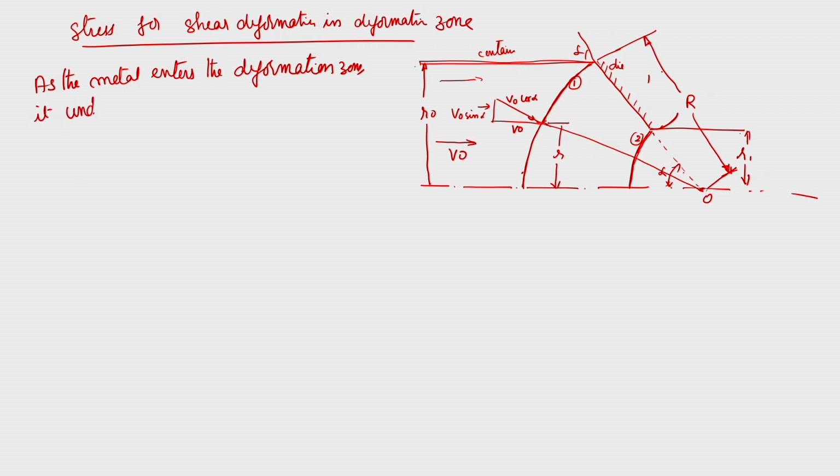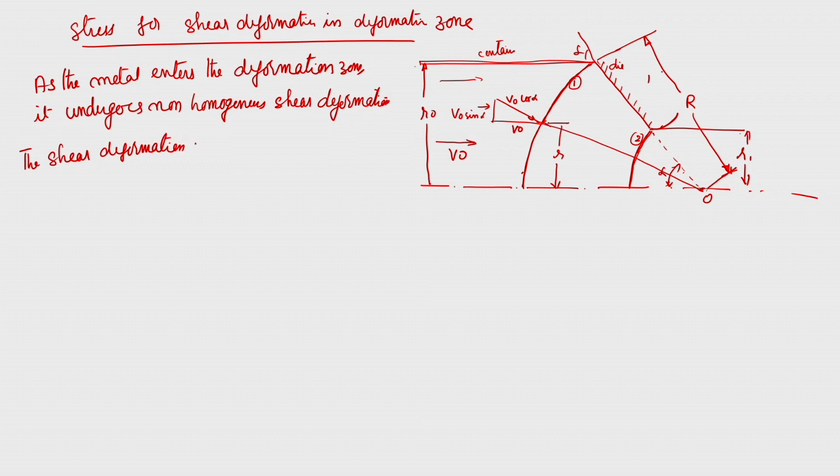As the metal enters the deformation zone, it undergoes non-homogeneous shear deformation, and the shear deformation occurs suddenly at the assumed discontinuity surfaces, so 1 and 2.